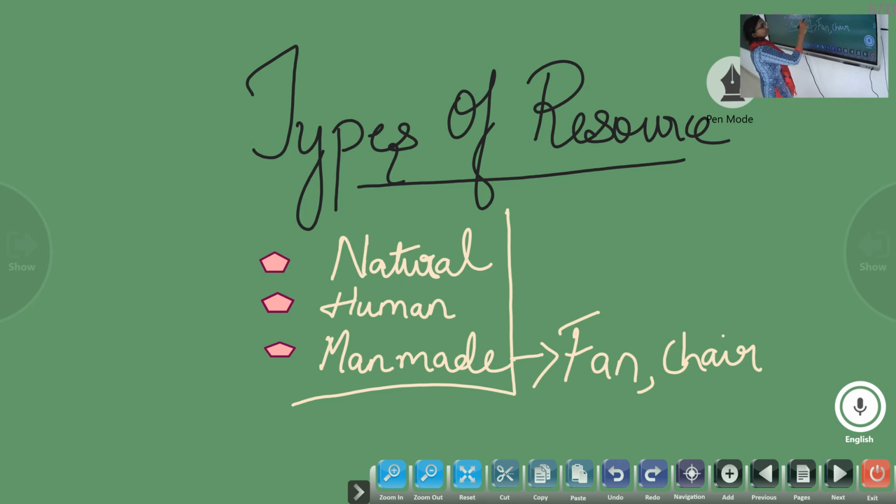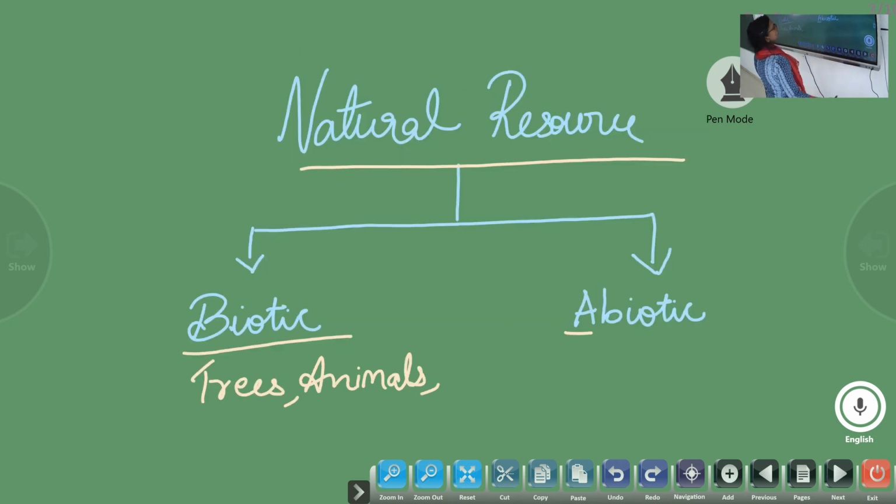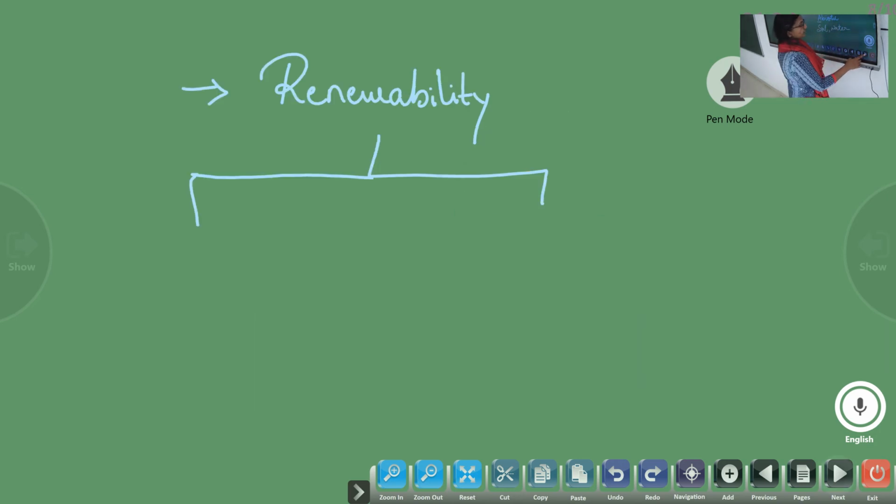So we do not have to take two types here, but there are two types in natural resource, that is biotic and abiotic, because there are both living and non-living in a natural resource. So abiotic, non-living, can be soil, water, sunlight, etc. Now, based on renewability, resources can also be classified into two types.